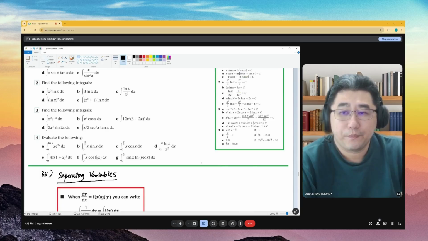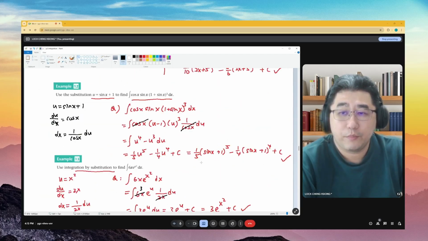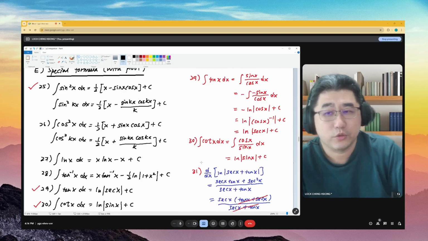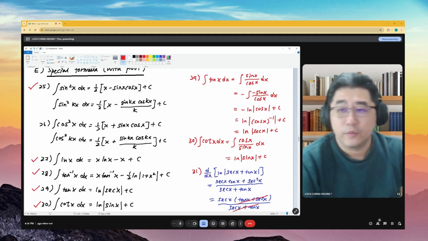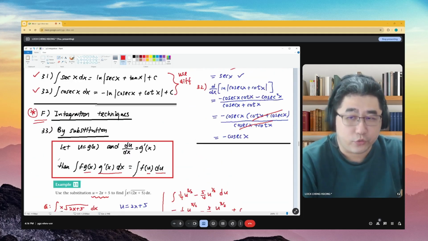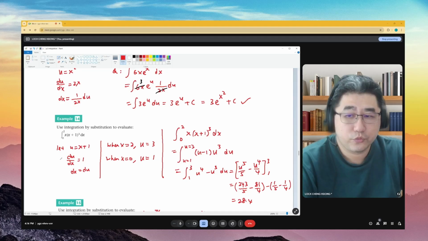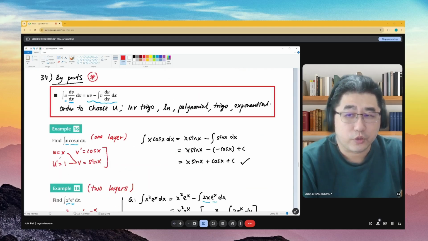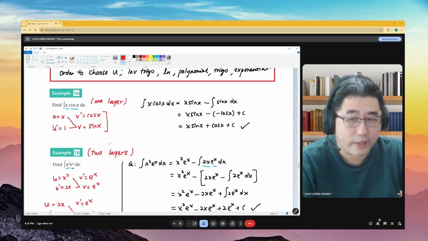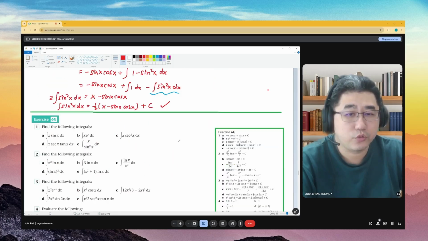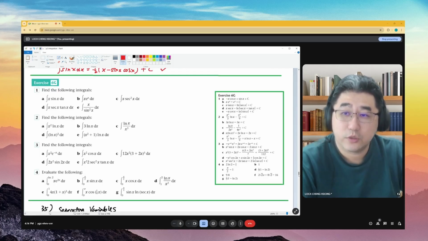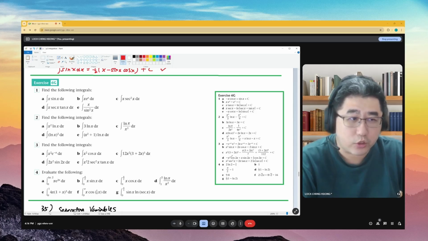So over here, back to the top. 27, 28 is done. 23 done by substitution. 34 done by parts. You already seen the example of 1 layer by parts, 2 layer by parts, loop example, and now comes the exercises. Please take a moment to actually do the exercise before you continue with the next part.